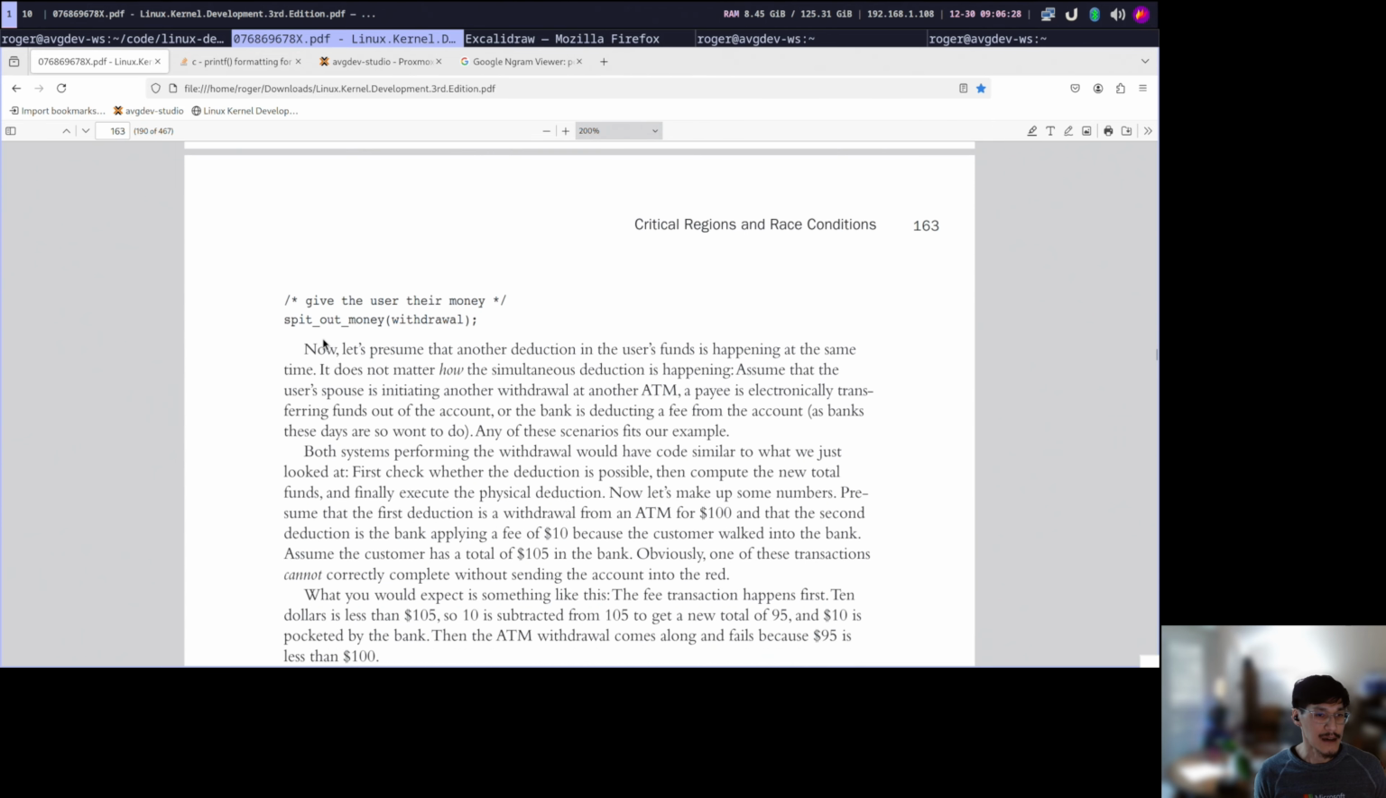So let's say, okay, so here it is, right? Now let's presume that another deduction in the user's funds is happening at the same time. It does not matter how the simultaneous deduction is happening. So assume, okay, this is the same example. Assume that the user's spouse is initiating another withdrawal at another ATM, a payee is electronically transferring funds out of the account, or the bank is deducting a fee from the account, as banks these days are so wont to do.